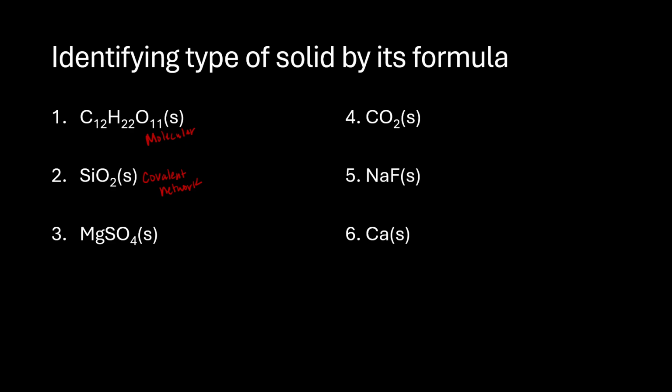MgSO4 is interesting. We haven't done polyatomic ions yet. I haven't given you the list to memorize. But SO4 is a polyatomic ion, which means it's going to be an ion, so it is going to be charged, and it's actually a 2 negative charge. Mg you should recognize as an alkaline earth metal. It's in group 2. It's going to be a 2+ charge. So we're dealing with ions here, so this is going to be an ionic solid.